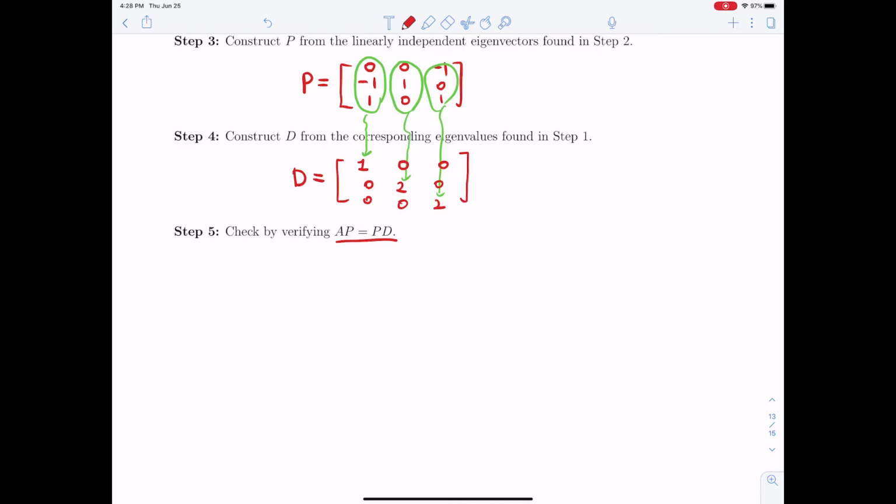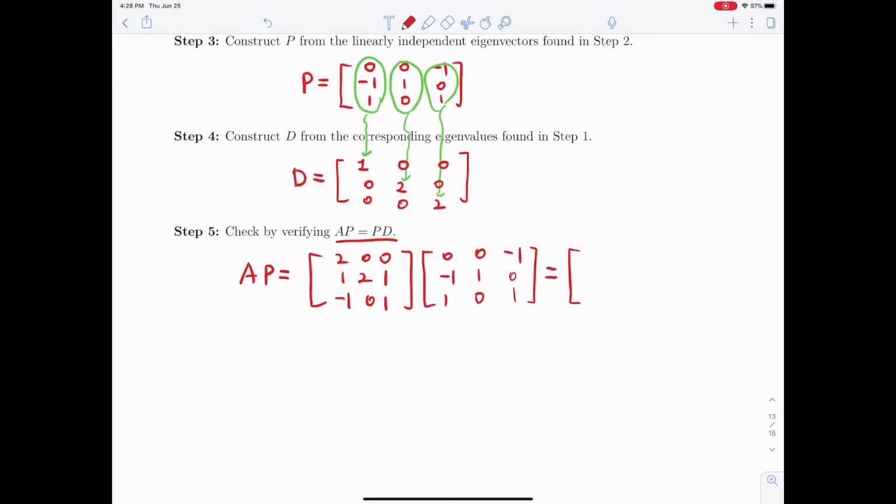So if you multiply A times P, then A is 2, 0, 0, 1, 2, 1, and negative 1, 0, 1. And P was given by 0, negative 1, 1, 0, 1, 0, negative 1, 0, 1. So if you calculate this, then we get 0, 0, and negative 2. And I guess it is negative 1, 2, and 0. And the last row should be 1 and 0, and 2.